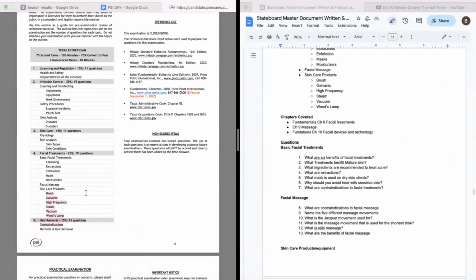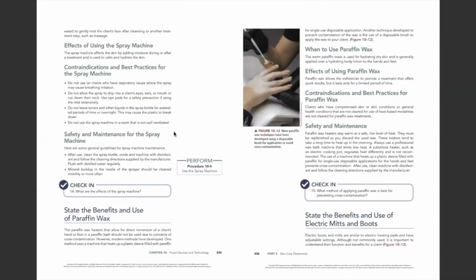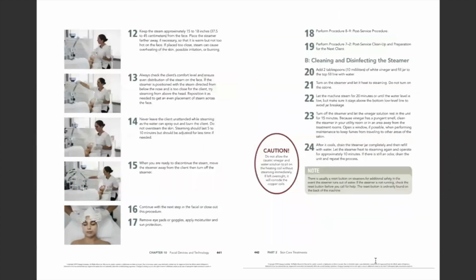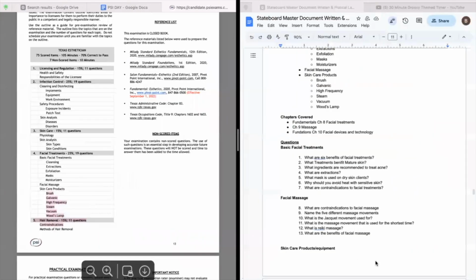Sprayer is not here. So when studying for just state board, I wouldn't worry too much about sprayer. I would very much worry about the paraffin wax. It's a very short piece of information. Also, the mitts, the electronic mitts and boots. Short information. I'd be familiar with it just so that I know I had it.